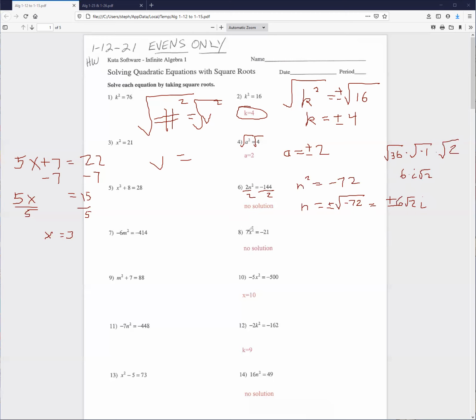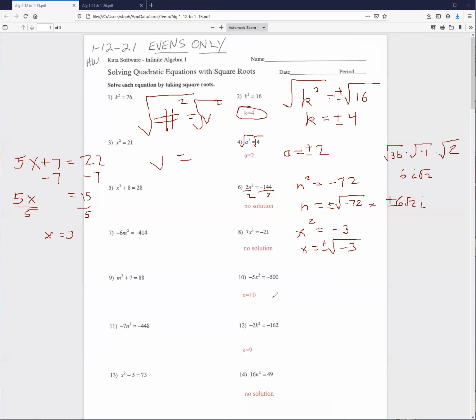And the same exact thing is going to happen here for number 8. If we divide by 7, we get x squared equals -3. Once again, you have something squared equaling a negative. As you know, if you square a positive, you get a positive. If you square a negative, it becomes positive, so there is no way to get a negative. Obviously, this is going to be no solution, but if we tried to go ahead with it, we would get the square root of -3, plus or minus, and therefore we would have root 3 times i.